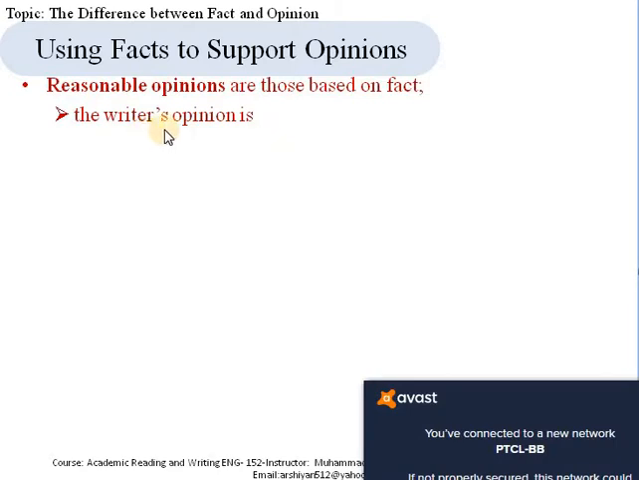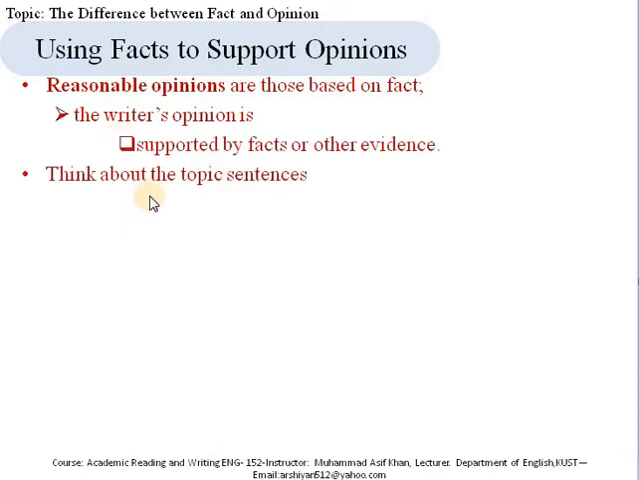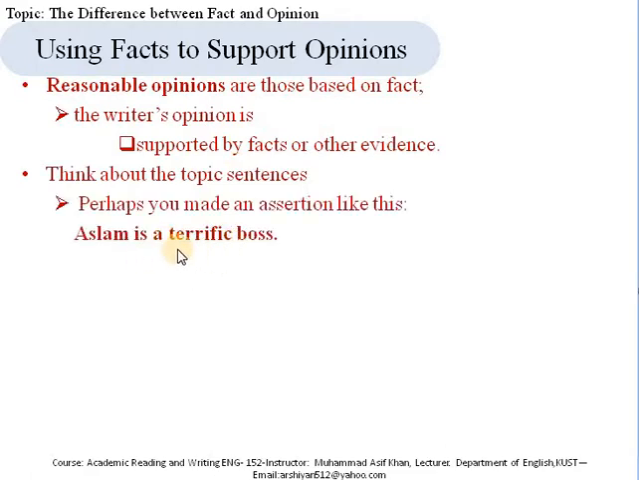When we explore the process of writing, we see that a writer often makes opinions and then supports these very opinions with facts. The writer's opinions or assertions about his or her subjects are supported by facts or other evidence. Now think about topic sentences. Perhaps you made an assertion like this: Aslam is a terrific boss. This sentence is a good topic sentence, and it is an assertion about the subject, that is Aslam.